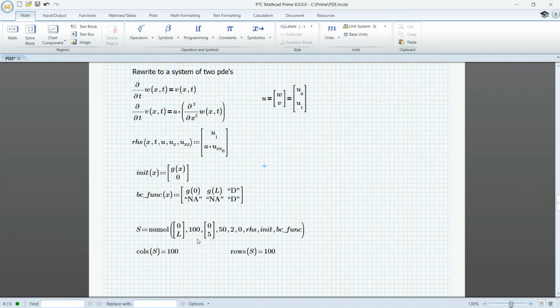This may be a bit surprising, as we have only 50 t-points. So there should only be 50 columns. But here we have a system of two PDEs. So the first 50 columns are for w, the last 50 columns are for v. So we have to be careful when drawing graphs. Let's take a look at some of them.